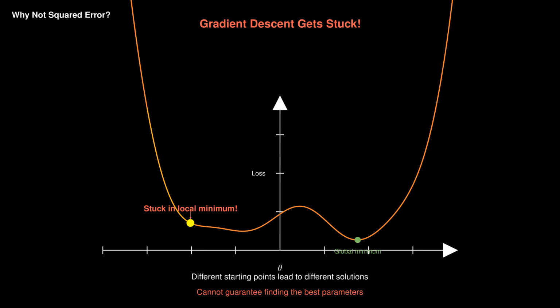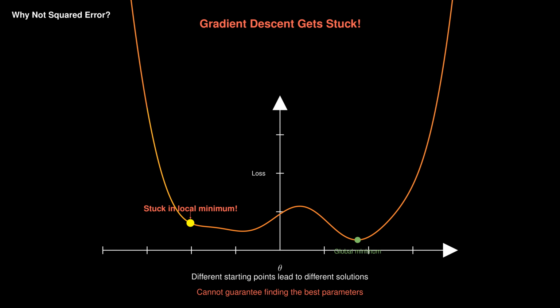Imagine you are blindfolded on a hilly landscape. You can only feel the slope under your feet. You walk downhill until you reach a flat spot. Is this the lowest point in the entire landscape? You have no way to know. You might be at the bottom of a small dip, while the true lowest point is far away on the other side of a hill.